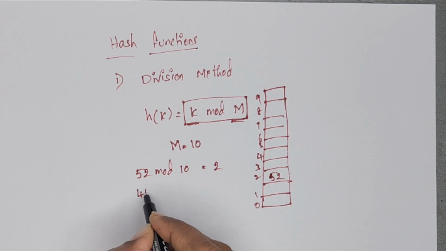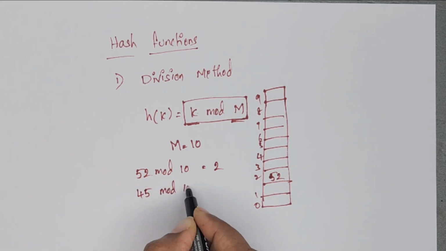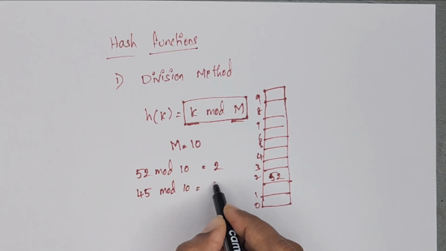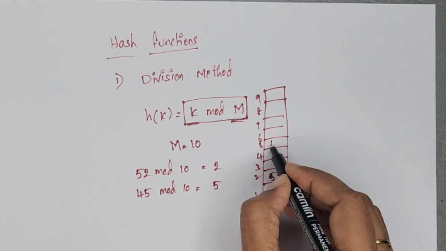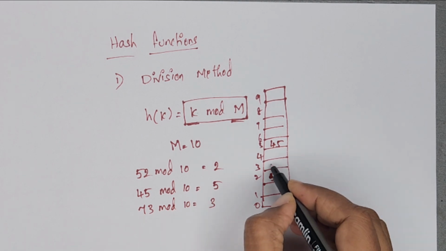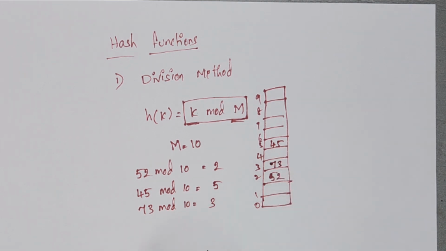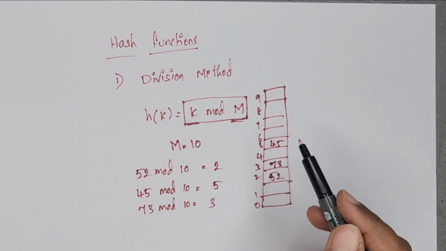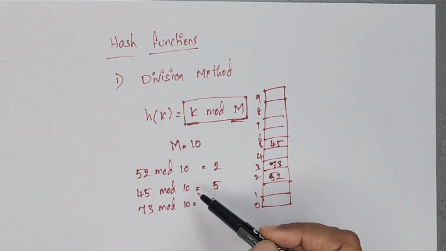Next, 45. 45 mod 10 is 5. In the fifth location we have to store 45. Then 73. 73 mod 10 is 3. In the third location, we can store 73. Like this, we can store the elements with the help of this hash function.